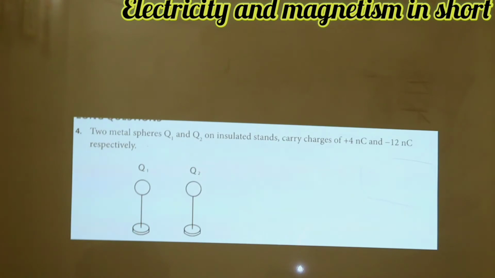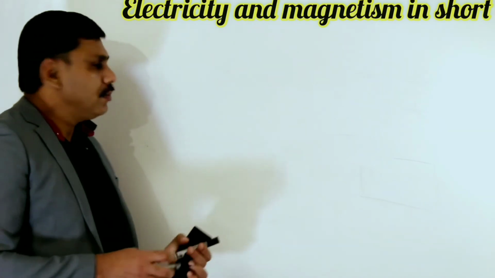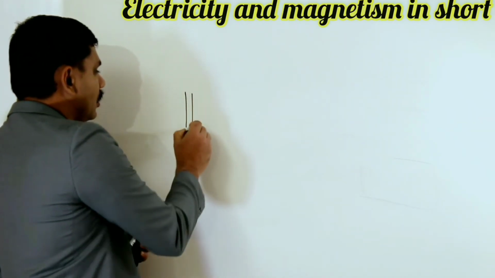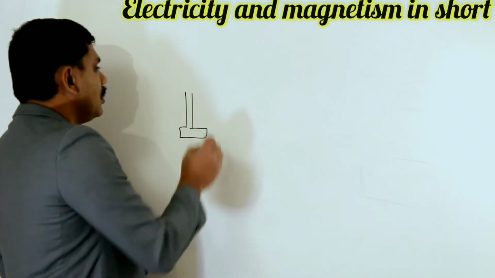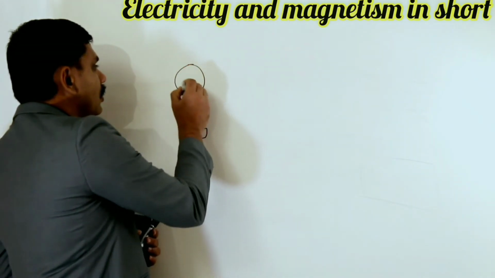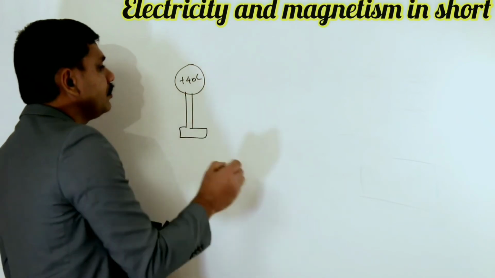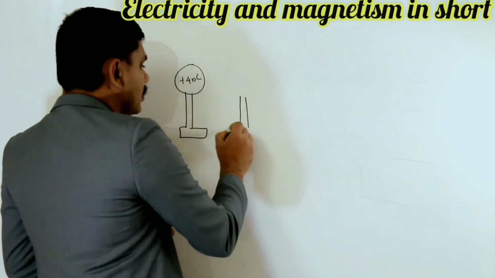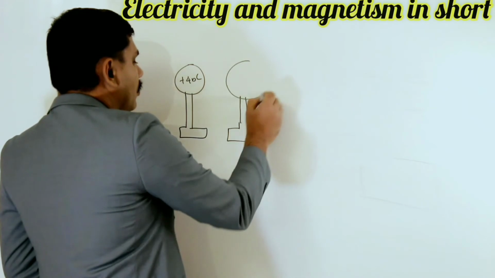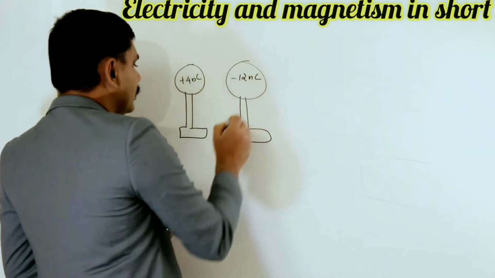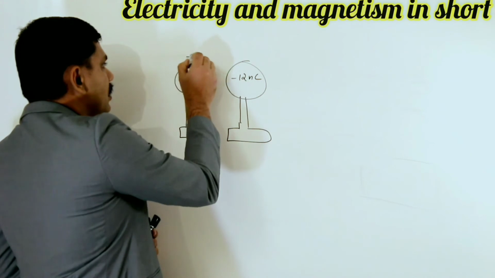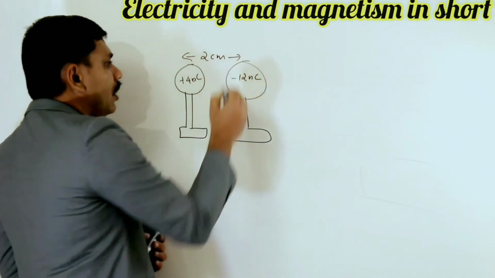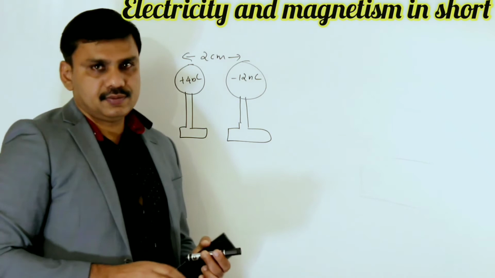So how will you calculate it? So we can do that problem. The charges are plus 4 nanocoulomb and minus 12 nanocoulomb. The distance is 2 centimeter. So two metal spheres, these are insulating stands. This is plus 4 nanocoulomb and this is minus 12 nanocoulomb and they are separated by a distance of 2 centimeter. How will you calculate the force between them?